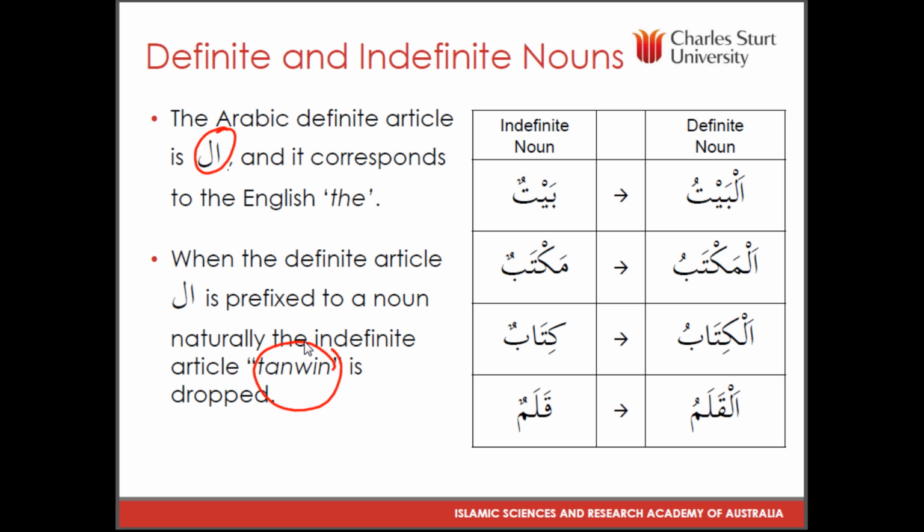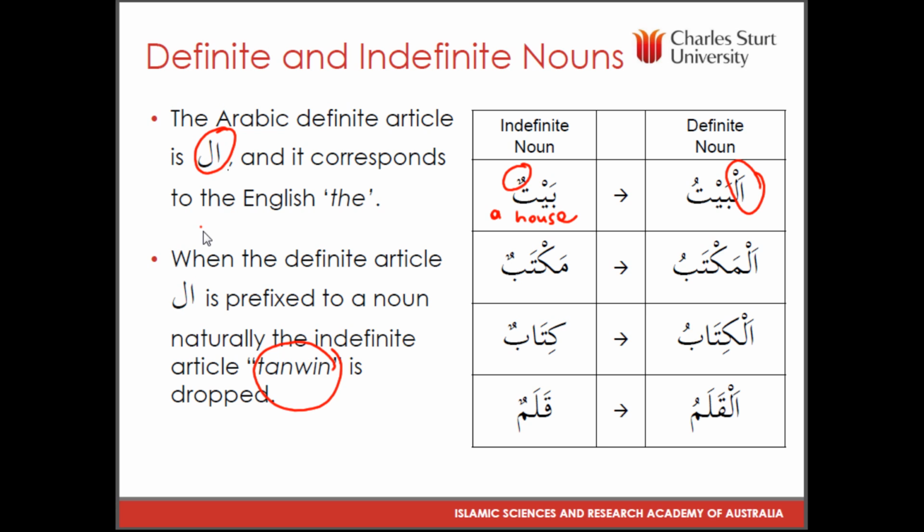This is really important, and in terms of grammar you have to be careful about this one. Look, Baytun means a house. Any house. It has tanween at the end, double damma. When we prefix al to this word directly, tanween drops. One of them drops. Baytun becomes al baytu.